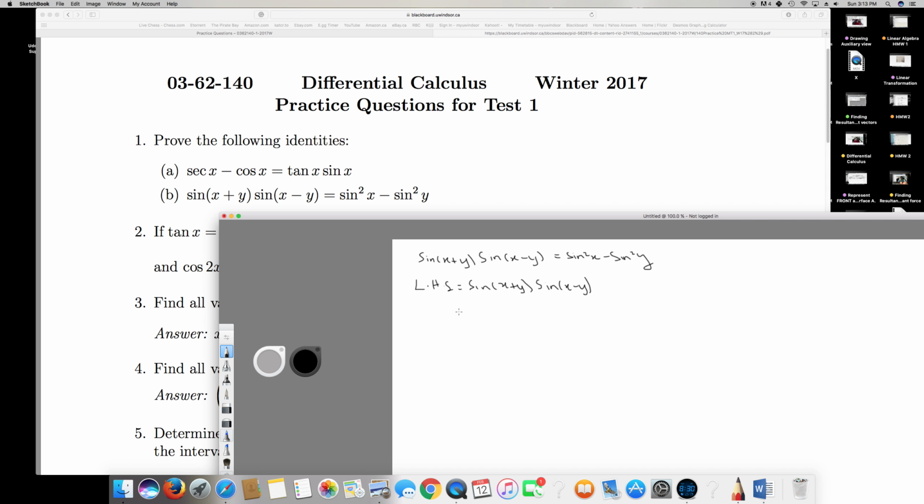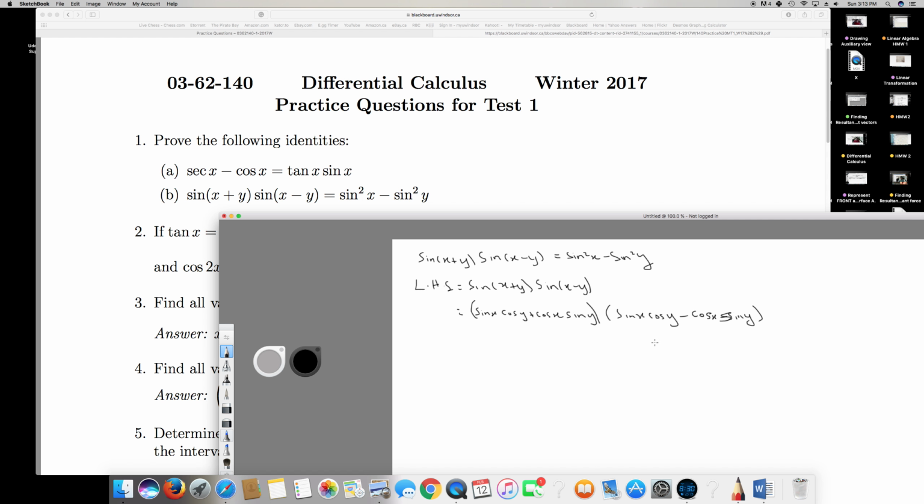Now I can expand this. Sin(x plus y) will be expanded as sin x cos y plus cos x sin y, and this is in a bracket. And if I expand sin(x minus y), it will become sin x cos y minus cos x sin y. So it's going to be sin x cos y minus cos x sin y.